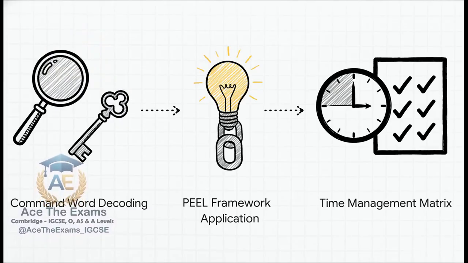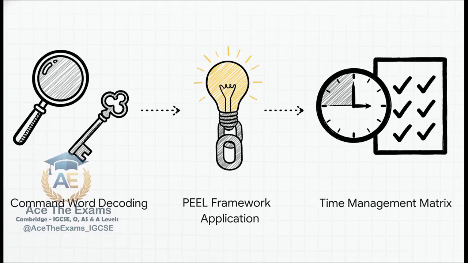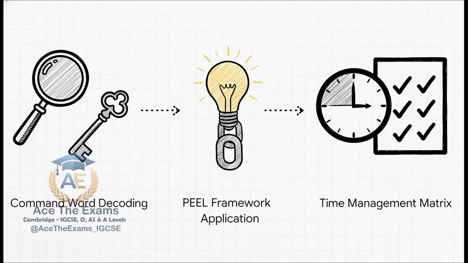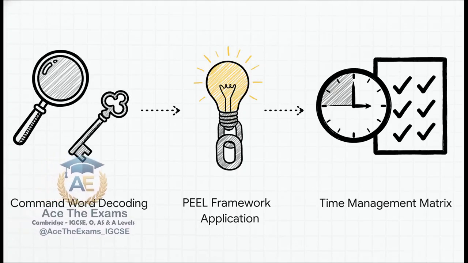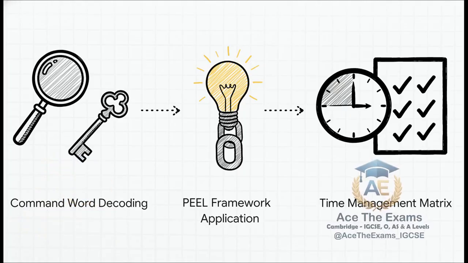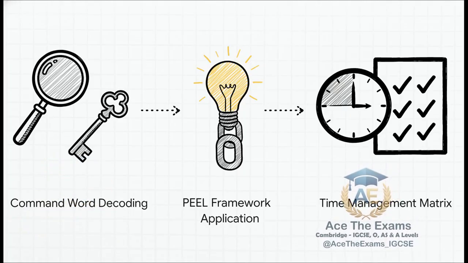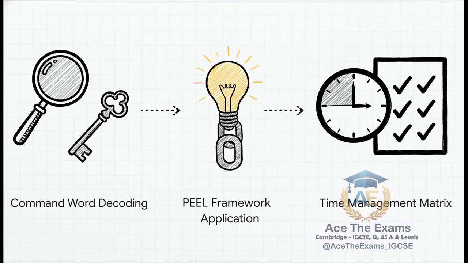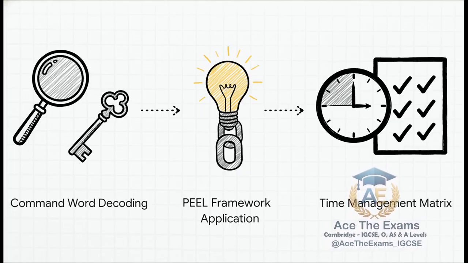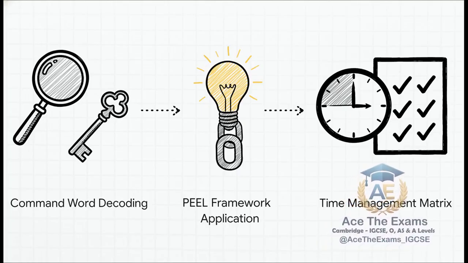Rule 2. Peel framework application. Structure every single long-form answer with point, evidence, explanation, and link. Rule 3. The time management matrix. Allocate your time strictly based on the mark scheme. If a question is worth 6 marks, you need 6 distinct, valid, context-linked points. Don't write a novel for a 2-mark question, and don't write a single sentence for a 6-mark question.